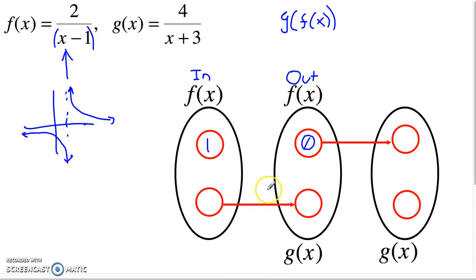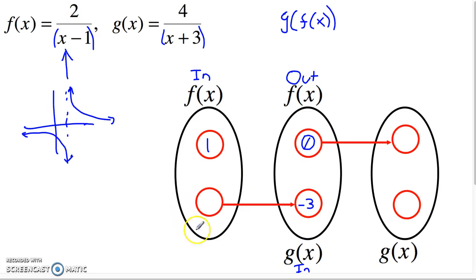So now we're going to switch focus a little bit and go to g of x, which is the outside function in this composition. So we're going to think about what can't I put in to g of x. Well, g of x, again, I have an x plus 3 in the denominator, so really quickly you should see that I can't allow x to be negative 3. Because if x was negative 3, then g of x is going to be undefined.